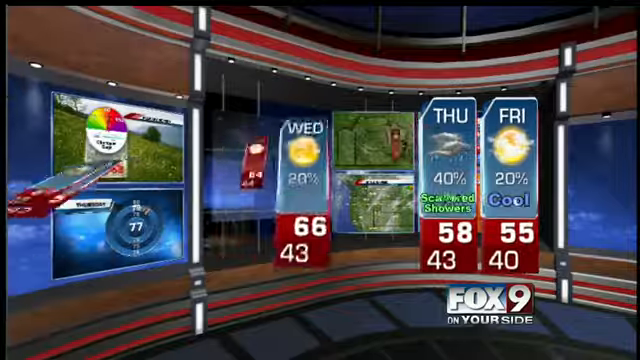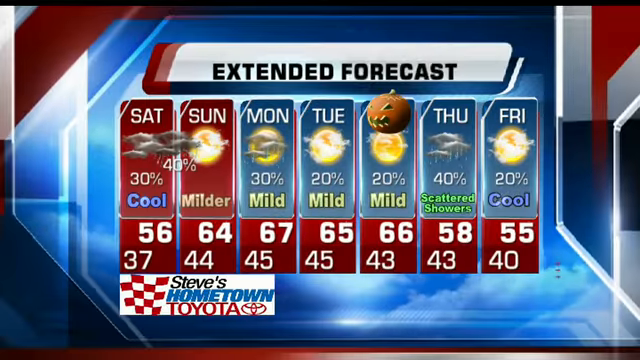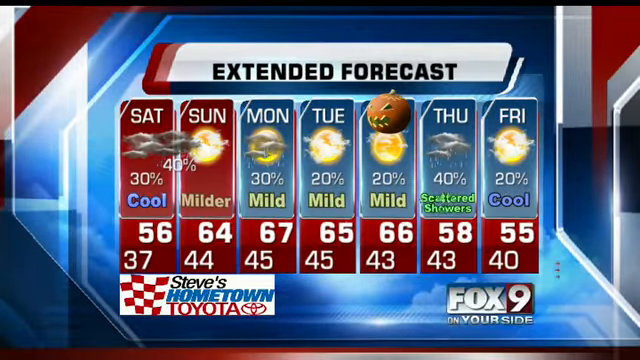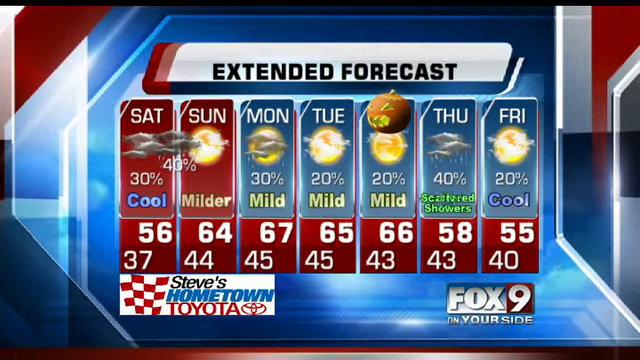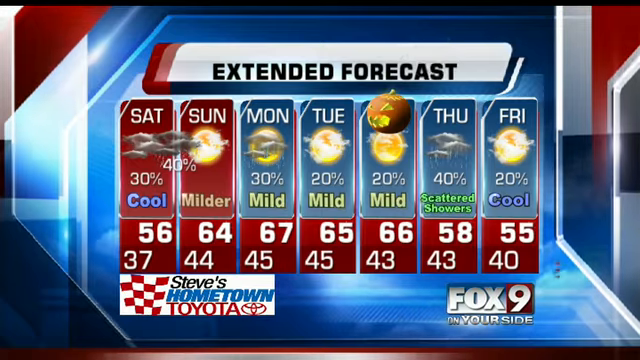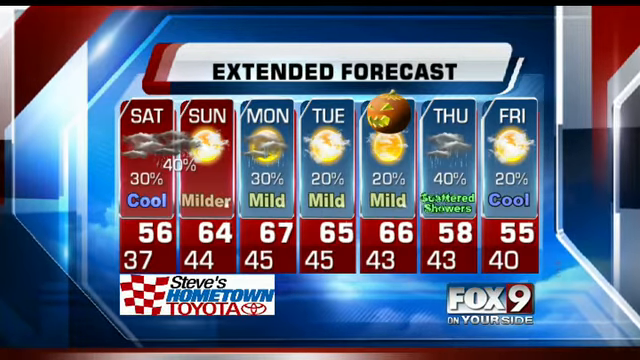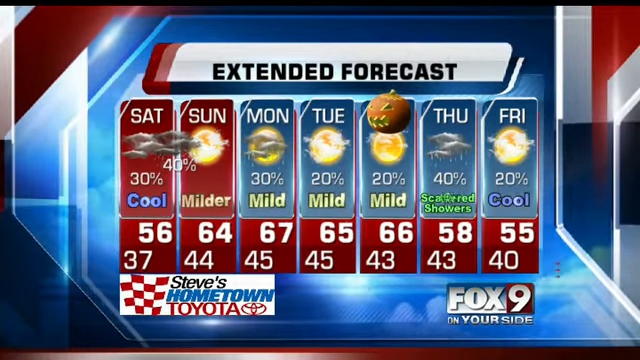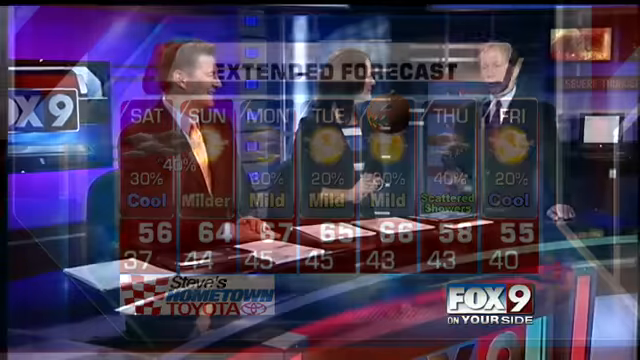Here's my On Your Side extended forecast, where temperatures are really coming up. Look at these numbers as we head towards Tuesday, getting well into the 60s. In fact, I saw one forecast on the computer chart up to 69 degrees on Tuesday. And Halloween dry. I think the trick-or-treat forecast looks really good heading outside before showers come in again on Thursday. So that's okay. Things are looking up.